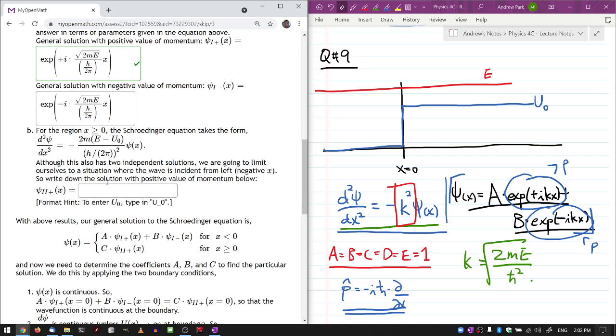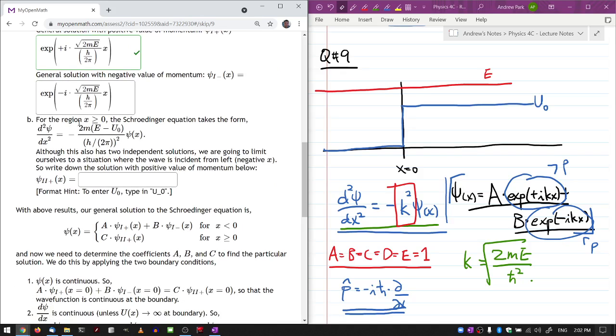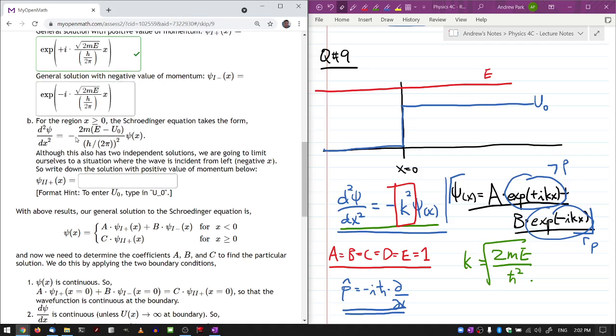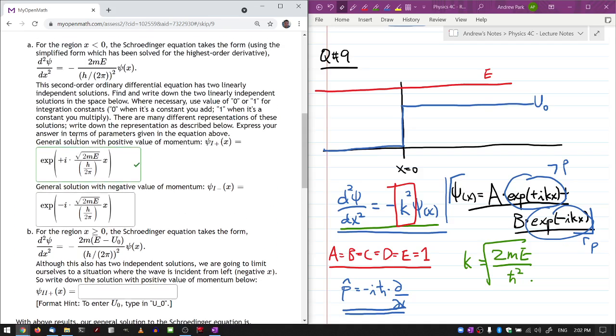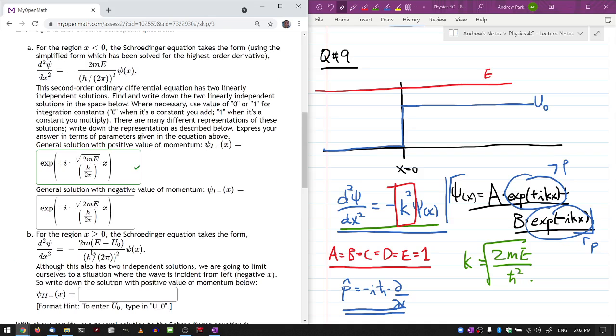It says for the region x greater than 0 on the right hand side, the Schrodinger equation takes this form. And if you carefully compare A and B, really nothing much has changed, because E was positive and E minus U naught is also positive. So in terms of qualitative features of the solution, nothing much has changed.